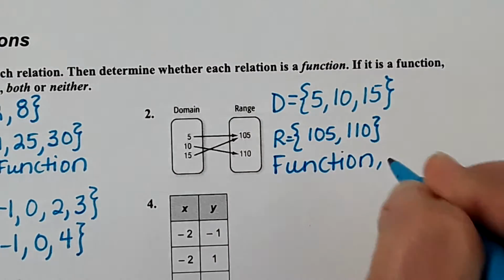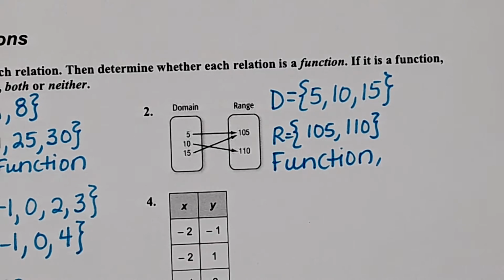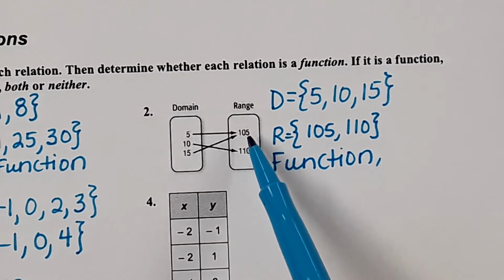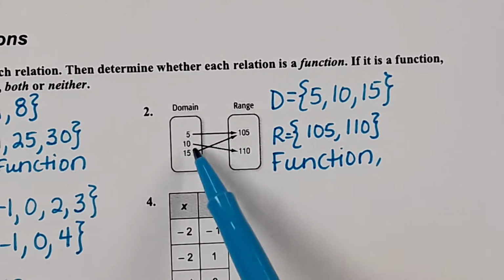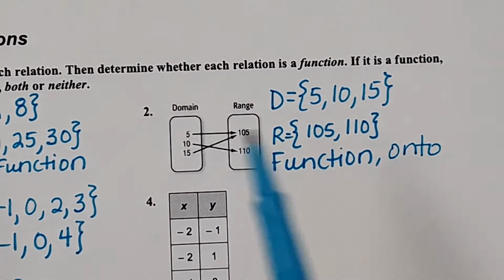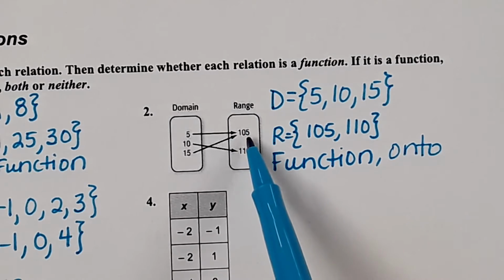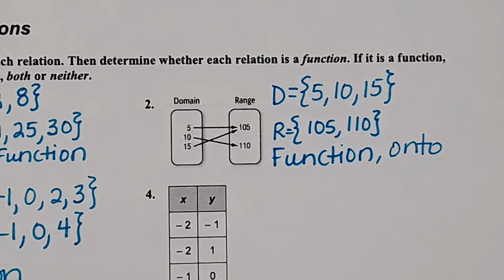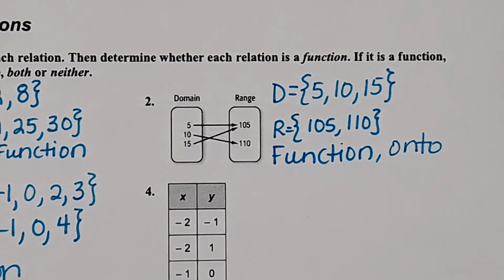Okay, so you guys, the reason it's onto is because even though the range has an element in the domain, that's why it's onto. But the reason it's not one-to-one is because this element of 105 goes to the domain twice. It has to only go to the domain once to be a one-to-one.